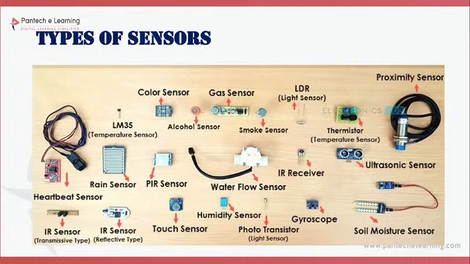Clear? Then ultrasonic sensor is used for detection of distance. IR sensor and IR receiver are the same, used to detect the object. Touch sensor you are using in mobile, no? Mobile touch sensor. Then humidity sensor is used to detect humidity and temperature. Soil moisture sensor is used to detect the moisture in the soil. Phototransistor means light sensor, the same as a light sensor. That's all.